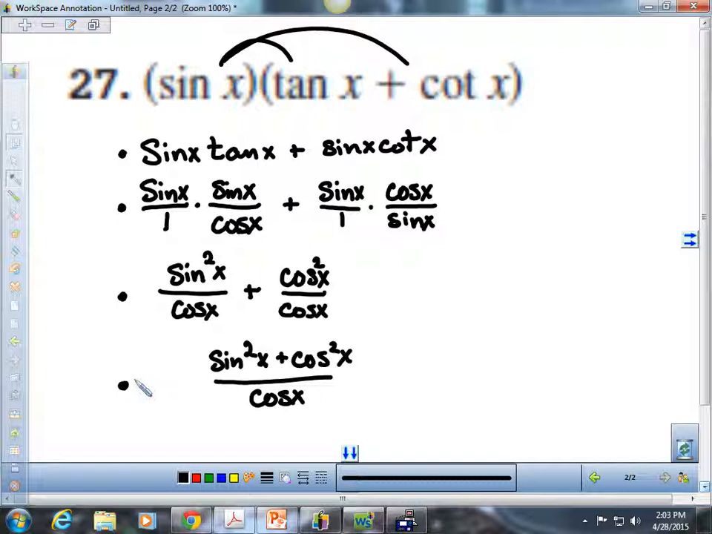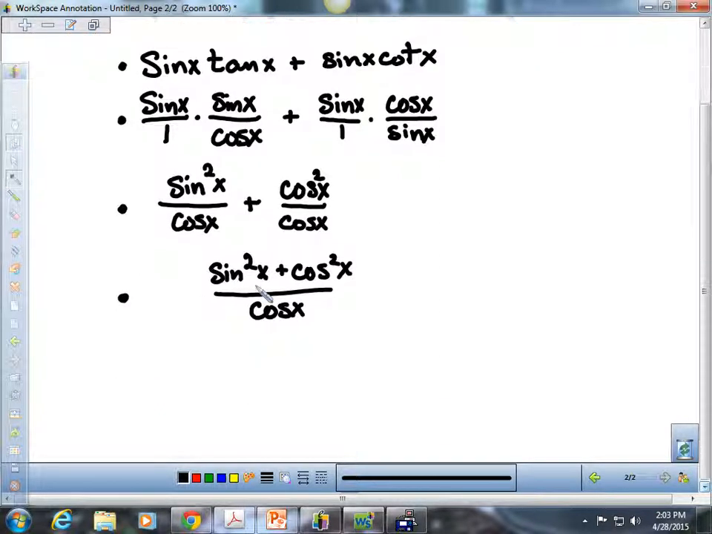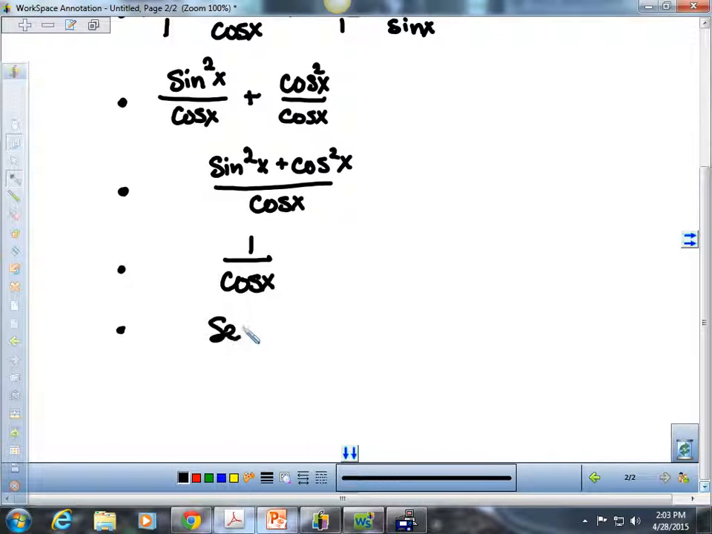A potential Pythagorean. Why is there a potential Pythagorean? Sine squared plus cosine squared. We've got two trig functions squared being added together. This is the Pythagorean identity. This is what? 1 over cosine x, better known to us as secant x.